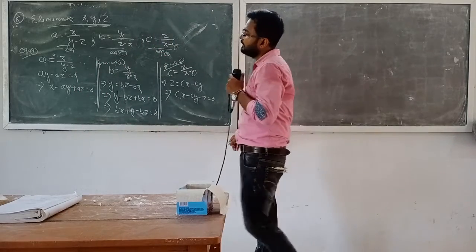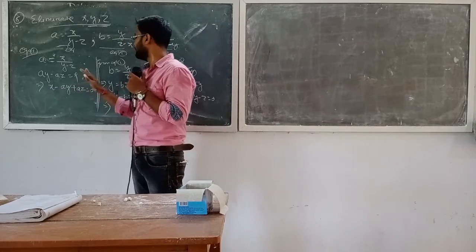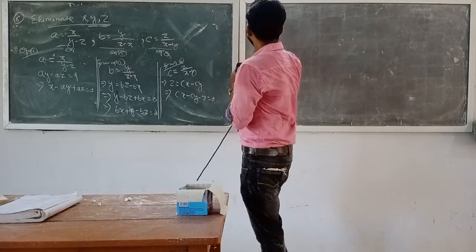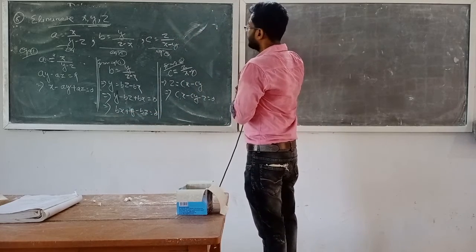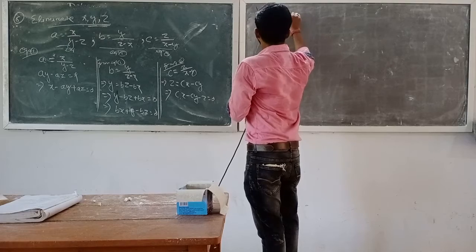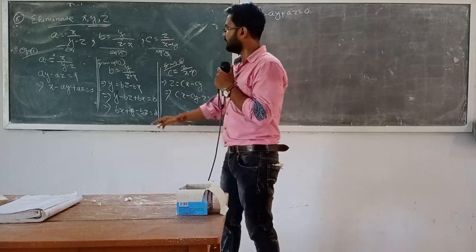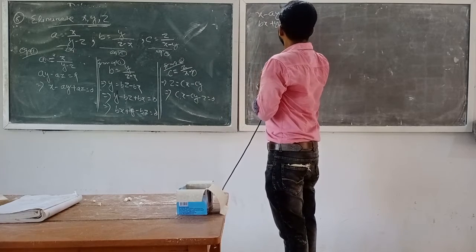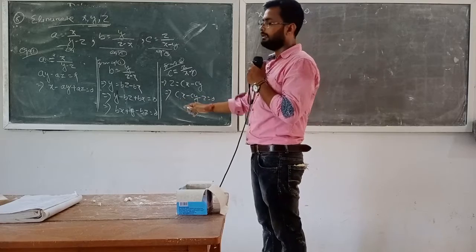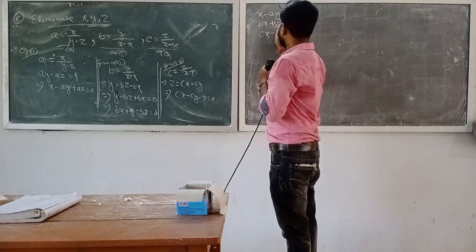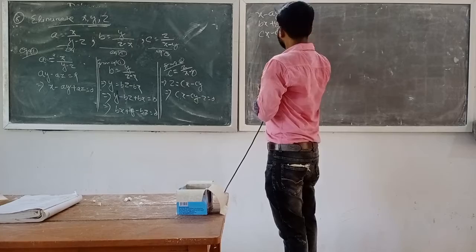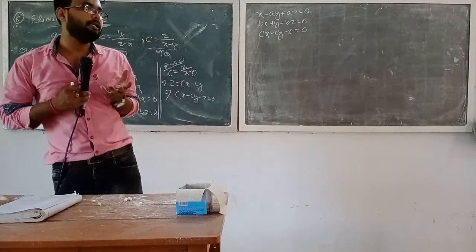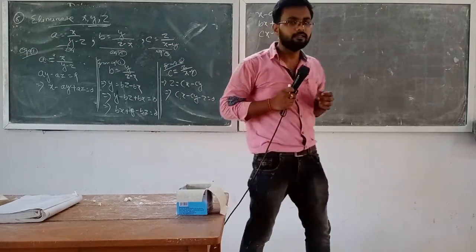So the first equation is x minus ay plus az equals 0. The second equation is bx plus y minus bz equals 0. And the third equation is cx minus cy minus z equals 0. Now you can solve by eliminating the variables x, y, z.